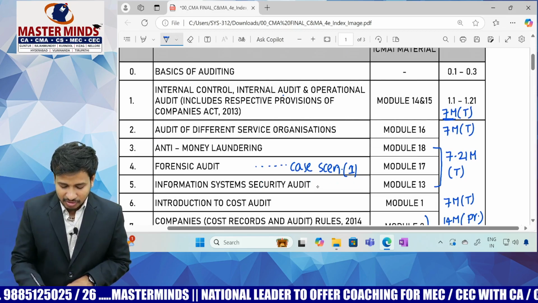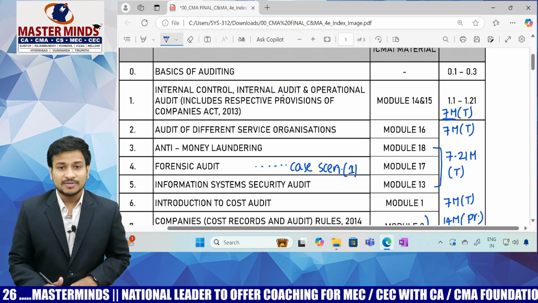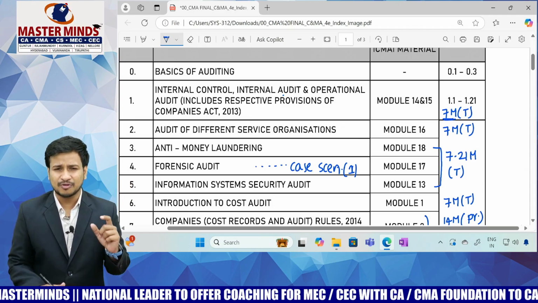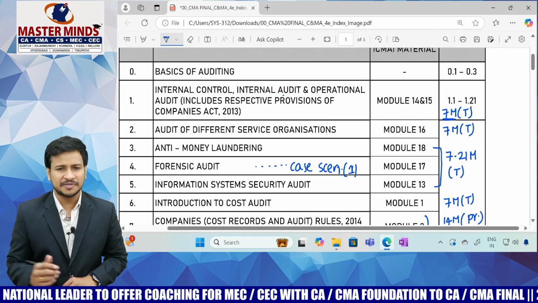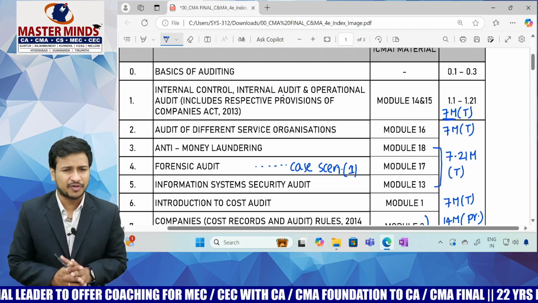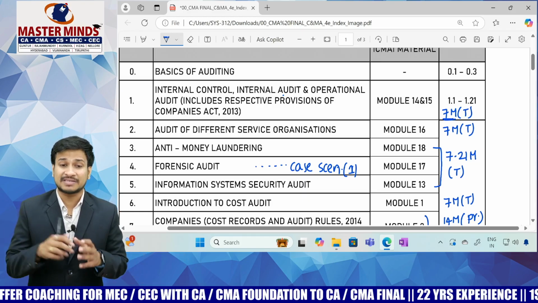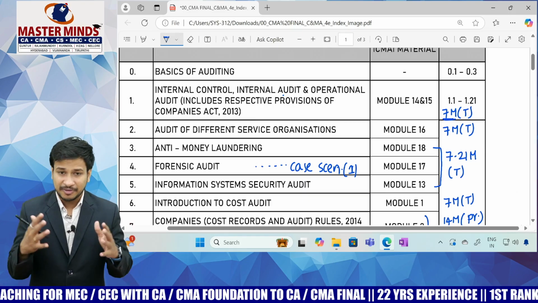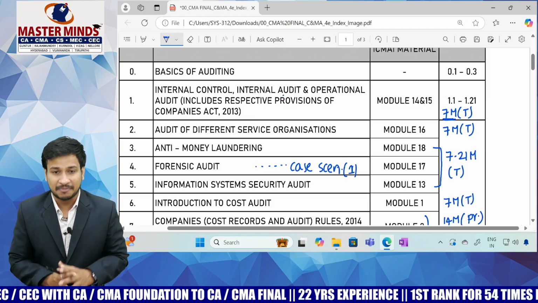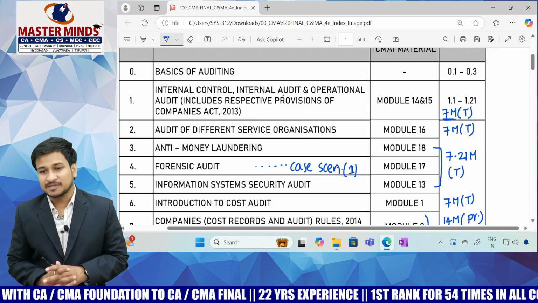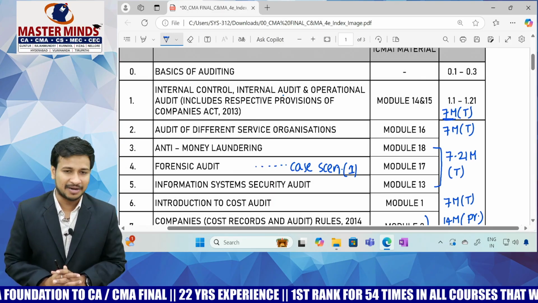Anti-money laundering, forensic audit and information systems audit. If you have gone through the institute material, each and every chapter comprises around 60 to 70 pages. Forensic and anti-money laundering, of course, information systems audit might be only around 30 to 40 pages. But the greatest part is that he is not testing all the loopholes, side parts or unimportant topics from these areas. He is testing only the most important aspects from these chapters. And those most important aspects have already been kept in your material. So you can happily prepare from our material.